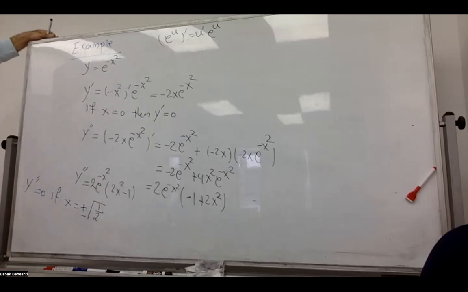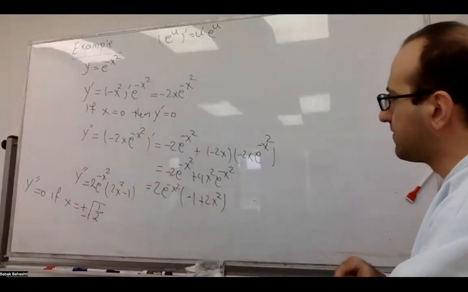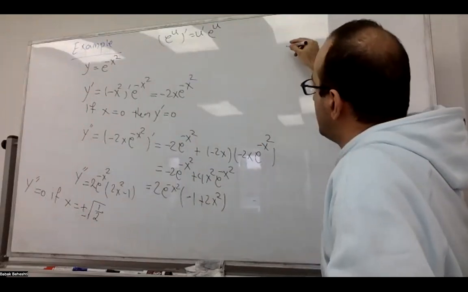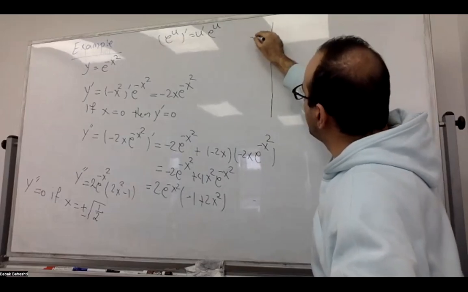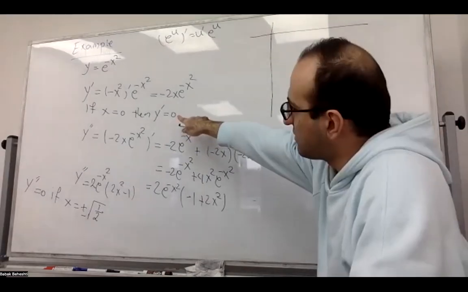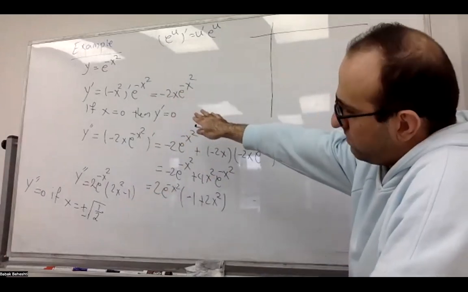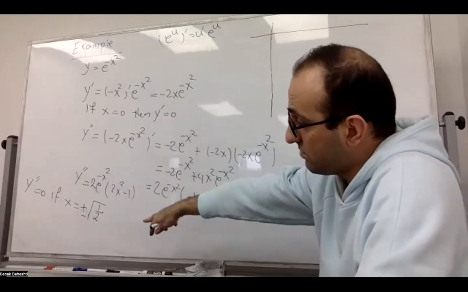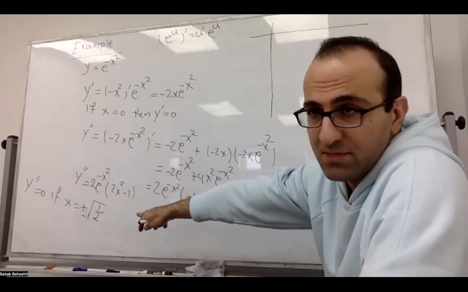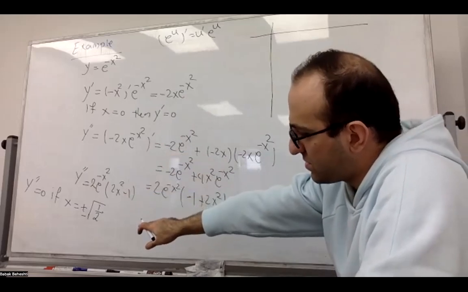So these are all we need for y prime and y double prime. And here I will show you how we can use them in order to study the graph of the function. To study the graph of a function, you need to make a table like this. In the first row, you put the values of x at which either y prime or y double prime is 0. So when x equals 0, y prime is 0. When x equals plus or minus root 1/2, y double prime is 0. So we have 3 important numbers: 0 and plus or minus square root of 1/2.